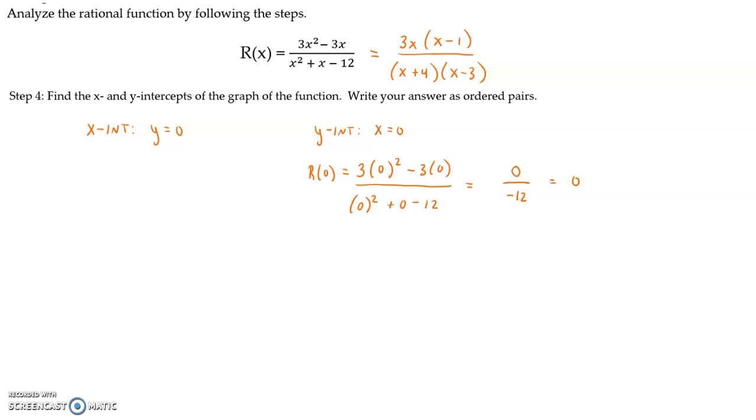And our question here says to write these as ordered pairs, so for our y-intercept, our x value was 0, and the y value was 0.